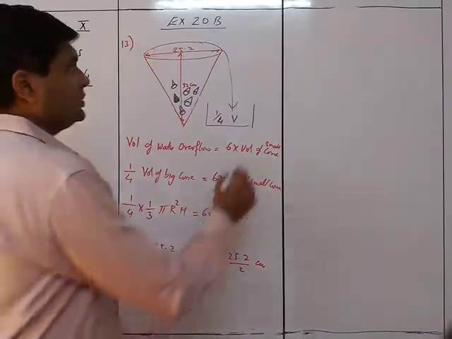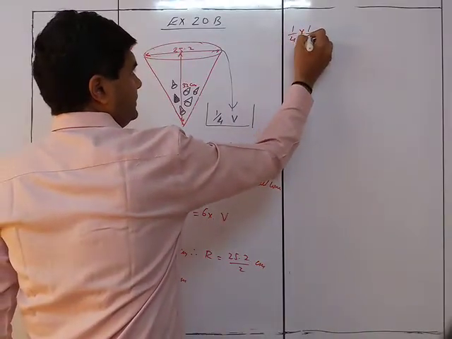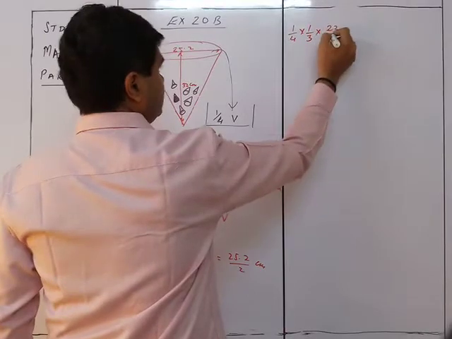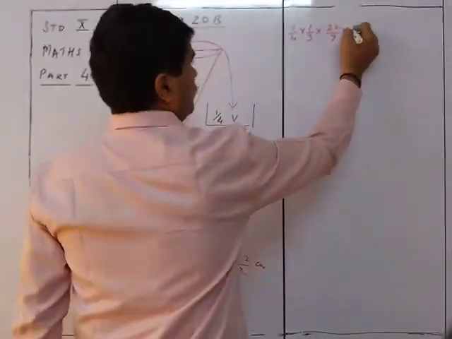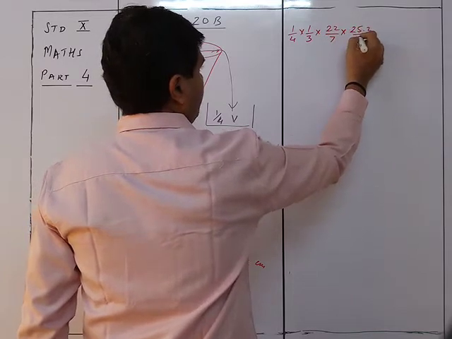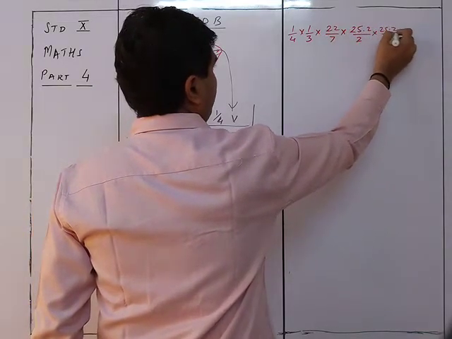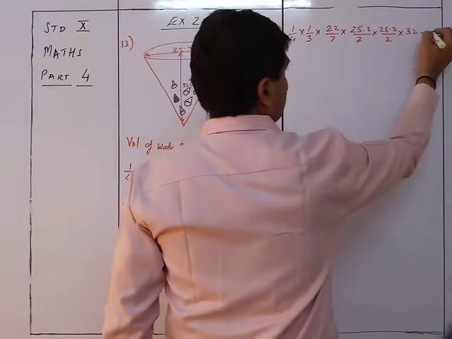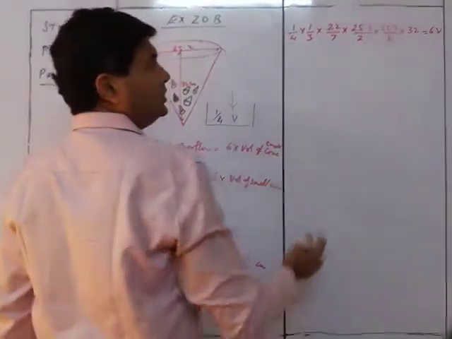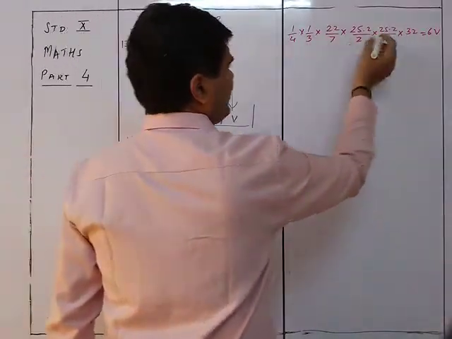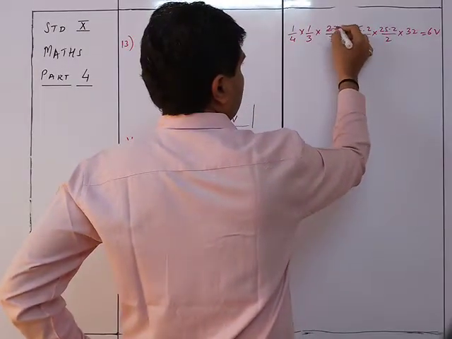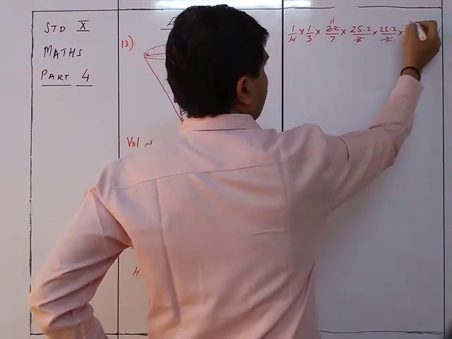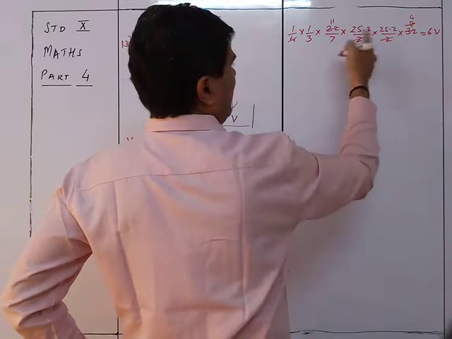So let's put the values. 1/4 into 1/3 into pi, पाई का वैल्यू दिया नहीं है, so it is 22/7, so 22/7 into r is 25.2/2 into 25.2/2 into 32 will be the height is equal to 6v. So let's get the 6 also over here. So पहले इधर जो cancellation हो सकता है कर लेते हैं. This is 11 and this 4 is going to go with this to 8, then this will go with this 4, then ये point वाला अभी रहने देते हैं.